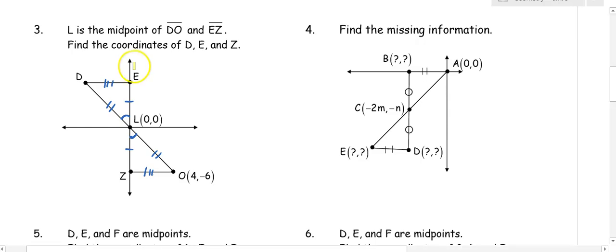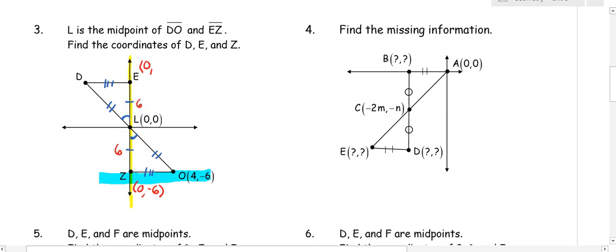So first, notice that E, L, and Z are all on the y-axis, which means they're going to have x-coordinates that are zeros. Now, to find the y-coordinate, we see that Z is lined up on a horizontal line with O, so they're going to have the same y-coordinate, which is going to be negative 6. Now, we also know that from L to Z is the same distance as E to L. So if I went from L to Z, up and down, my y-coordinate is 6, that means this distance is 6. So this distance is also 6.